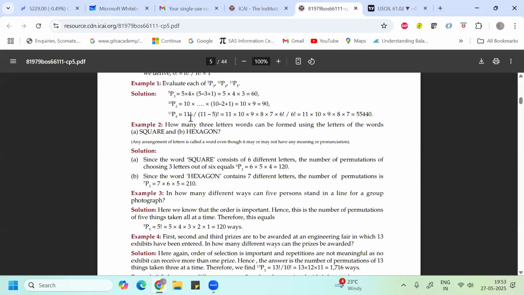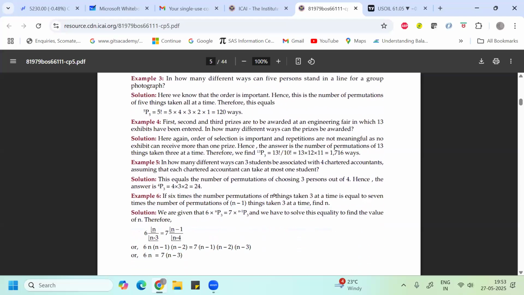Like this, from the hexagon, 1, 2, 3, 4, 5, 6, 7. So it would be 7p3. 7p3 means 7 into 6 into 5. We are considering that no letters have repeated. If letters get repeated, there would be different ways of doing it.